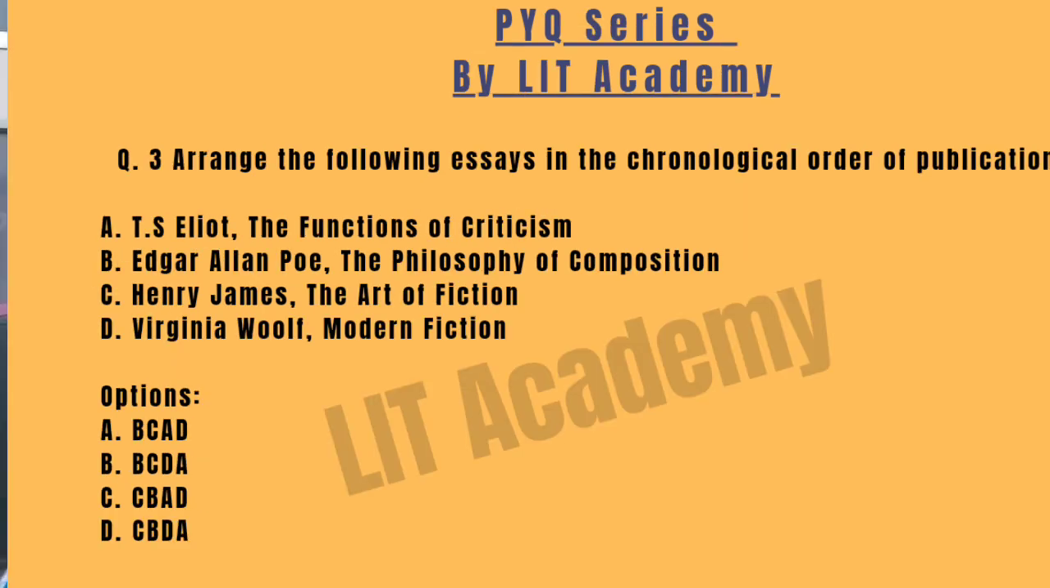Now moving on to the third question, which is based on chronology. You must remember dates of the important works in order to answer these kinds of questions. So, chronological order of publication: option A, T.S. Eliot, The Functions of Criticism. Then option B, Edgar Allan Poe, The Philosophy of Composition. Then option C, Henry James, The Art of Fiction. And option D, Virginia Woolf, Modern Fiction.